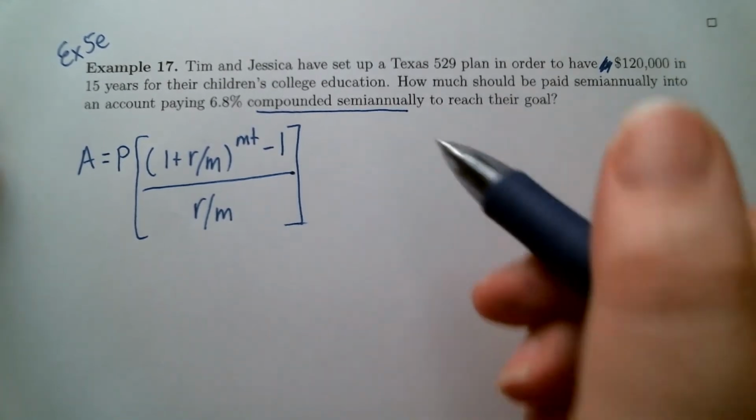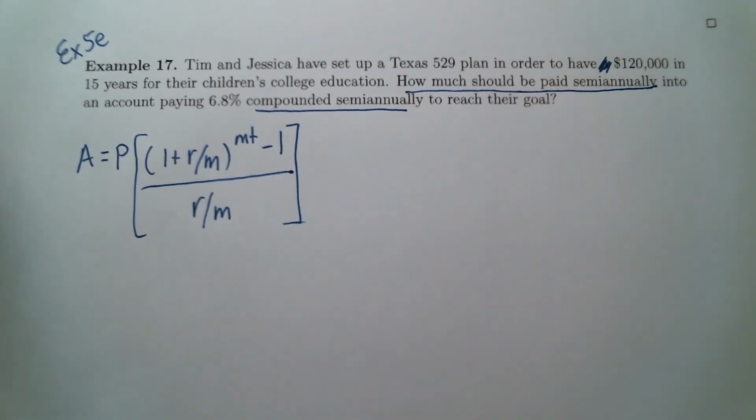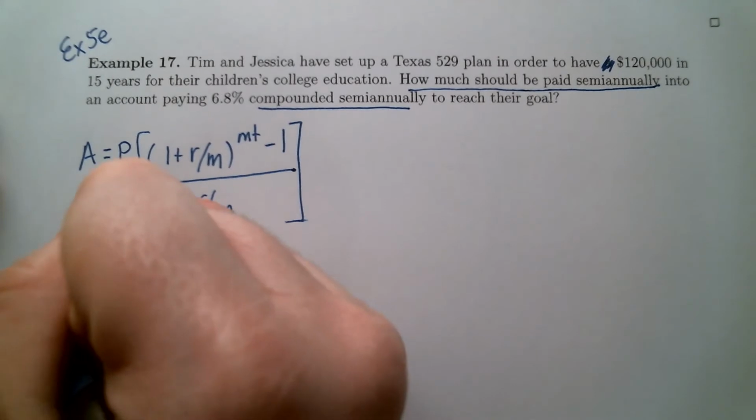So the question is, how much should be paid semi-annually? When you see that phrase, they are making payments semi-annually into their savings account. That means twice a year. So it's regular deposits. That makes it future value of an annuity. Okay, all right, so let's write down our variables here.